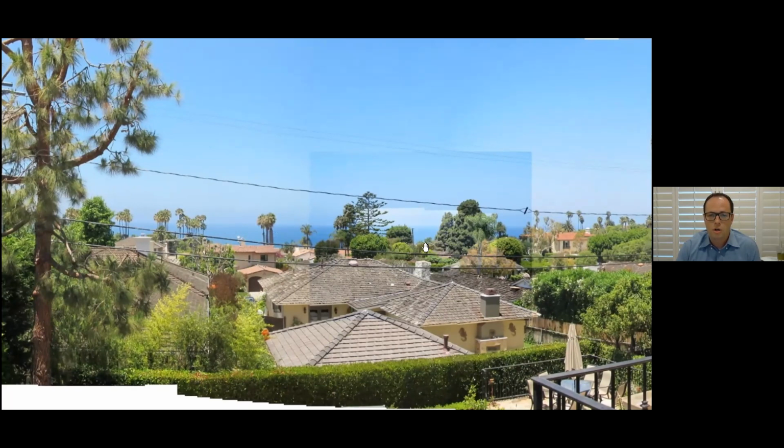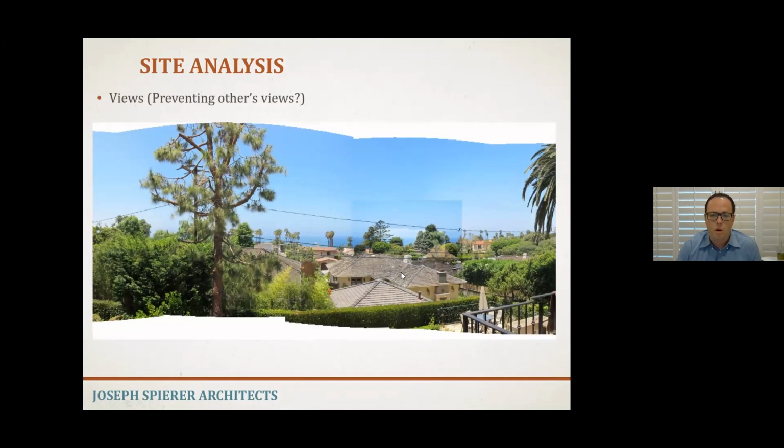You want to make sure that if you are going to be blocking any neighbor's view, you are taking that into account. Situations like this are where neighbors will object and say you're taking away my view. That affects the timing and overall cost of your project, because the longer it takes, the more you're probably going to have to pay your architect and potentially carry your house, which can get expensive.